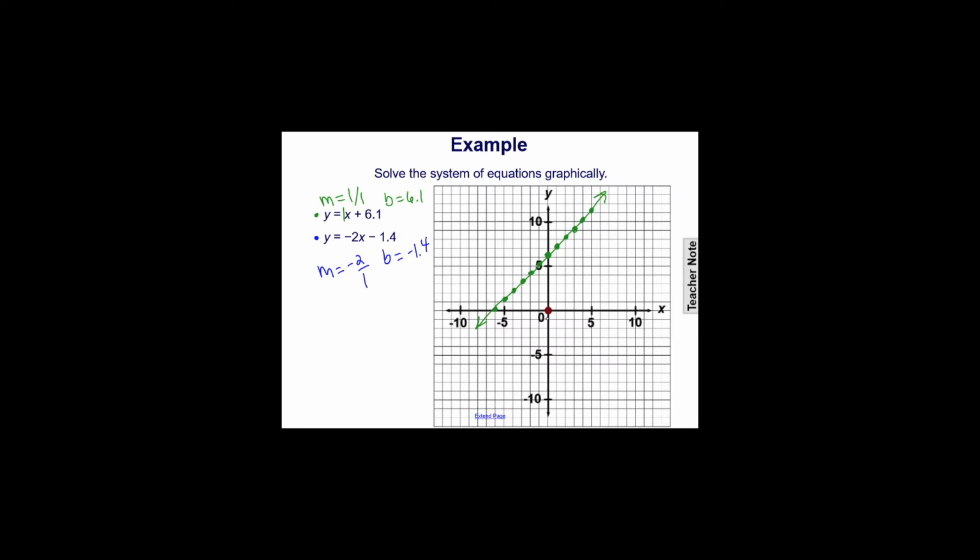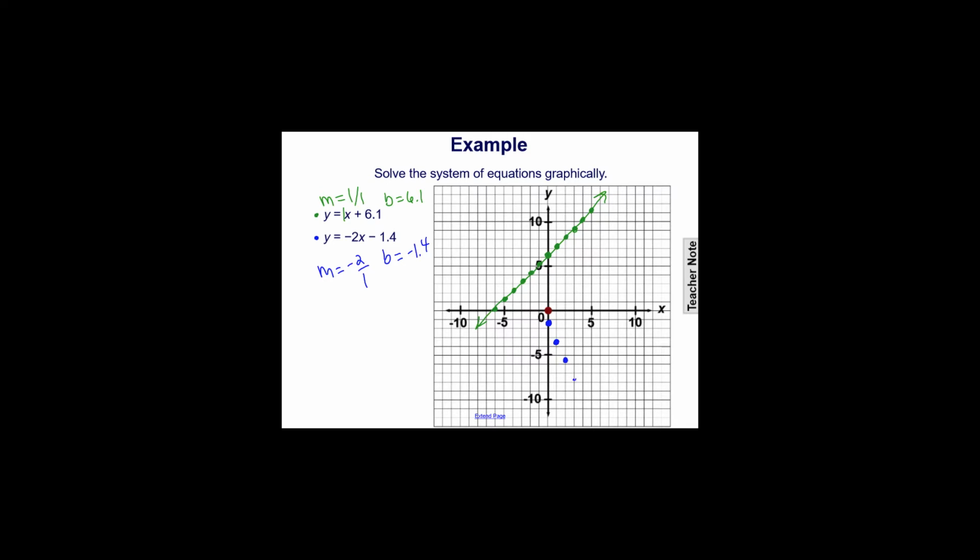So that means go down 1 and then somewhere a little bit in between negative 1 and negative 2, but maybe a little bit closer to negative 1, maybe somewhere about there. And now we'll use our slope of negative 2 over 1 to go down 2, right 1. So again, you have to be careful when you're going down 2 from negative 1.4. So maybe down 1, down 2, right 1, maybe about there.